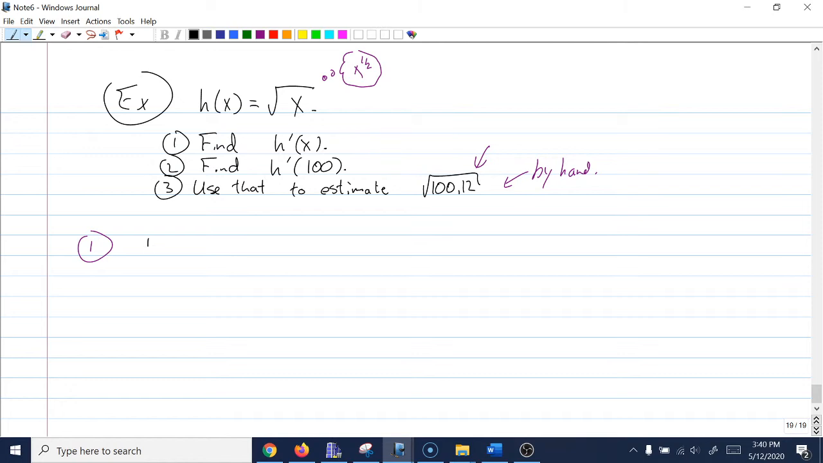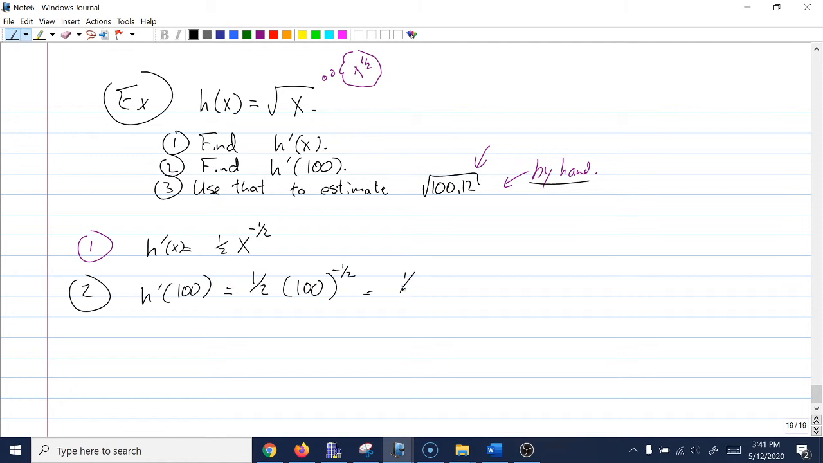What's the derivative of x to the 1/2? It is 1/2 x to the negative 1/2. 2. What's h prime of 100? Well, it's 1/2 times 100 to the negative 1/2. It'll be tempting to stick this in a calculator, but the thing that we're doing by hand is more impressive if we do it by hand the whole way.